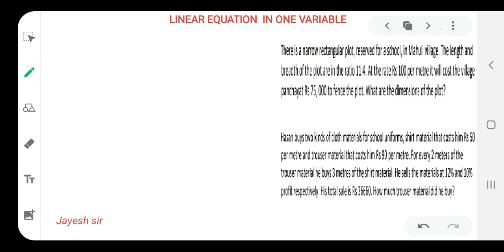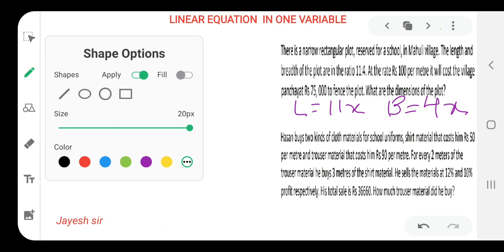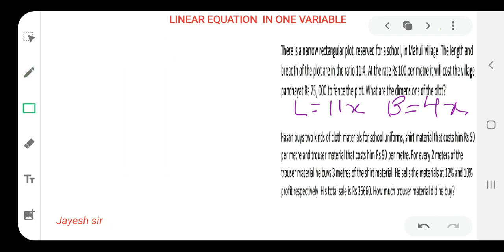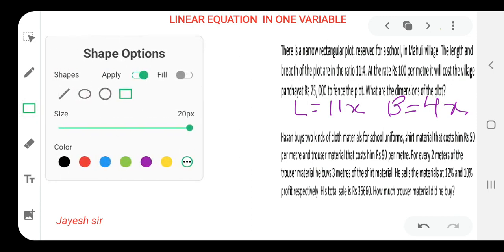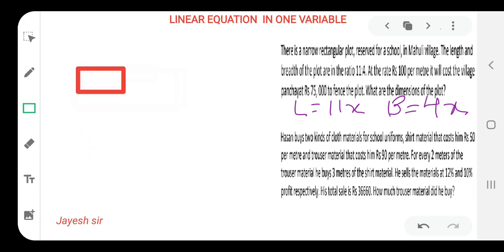The length and breadth are given in the ratio 11 to 4. So length we'll take as 11x and breadth as 4x because the ratio is given. The first thing we are doing is giving it x. At the rate of 100 per meter, it will cost the village panchayat rupees 75,000 to fence the plot. Yes friends, here it is talking about fencing. So with the help of a diagram, let's try to solve and understand it properly and deeply.